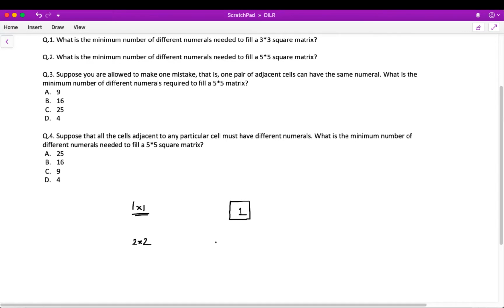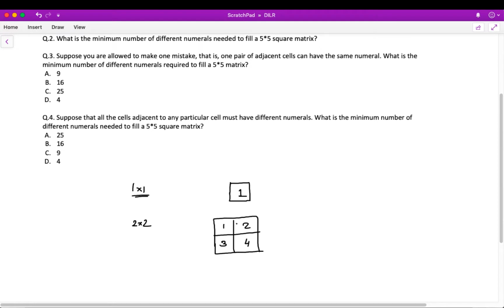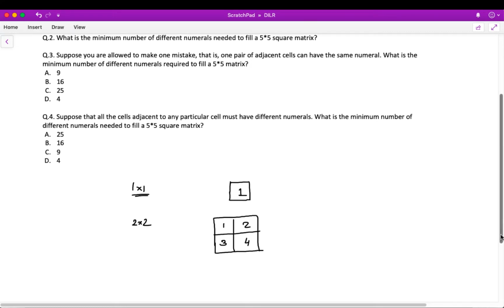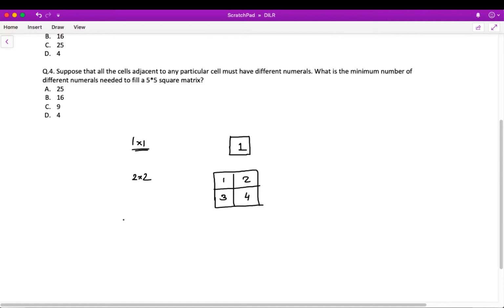But what about a 2 cross 2? I draw this grid, this matrix, and I have these 4 boxes. If I put a 1 here, I can't have a 1 in any of the other places, so I need to put a 2 over here. If I put a 2 here, I can't have 2 in either of these, so I need to put a 3 here, and of course a 4 over here. The numbers aren't really important, I can put 1, 2, 3, 4 in any order. The more important concept is that the minimum number of numerals required to fill this grid is 4.